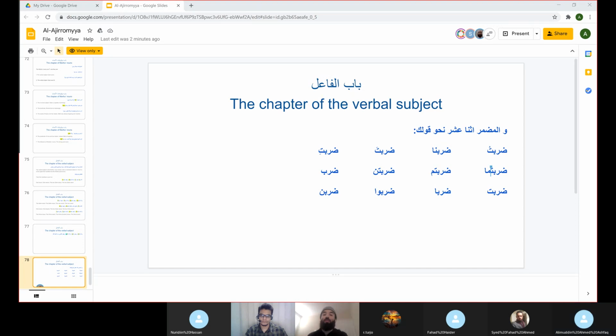So we spoke about the Zahir, the manifest last week, and we gave many examples. And this week we are talking about the Mudmar, or the hidden subject. And these are, as you can see in the screen, the verb conjugations. These are the past tense verb conjugations.